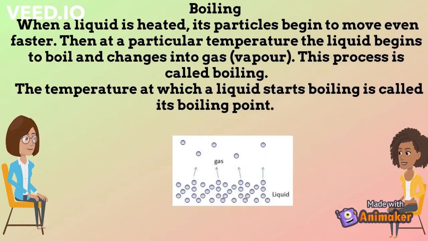Boiling. When a liquid is heated, its particles begin to move even faster. Then at a particular temperature the liquid begins to boil and changes into gas, vapor. This process is called boiling. The temperature at which a liquid starts boiling is called its boiling point.